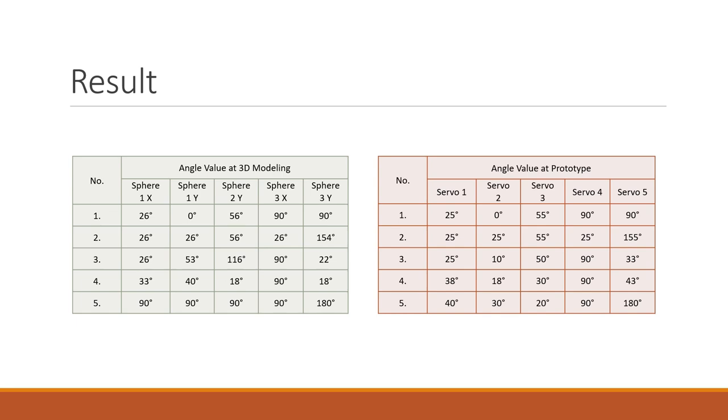On the fifth experiment, we can see on the 3D modeling, sphere 1x is 90 degree, sphere 1y is 90 degree, sphere 2y is 90 degree, sphere 3x is 90 degree, and sphere 3y is 180 degree. But we can see at the prototype, servo 1 is only able to move to 40 degree, servo 2 only able to move to 30 degree, servo 3 only able to move to 20 degree, servo 4 still can move to 90 degree, and servo 5 can move to 180 degree.